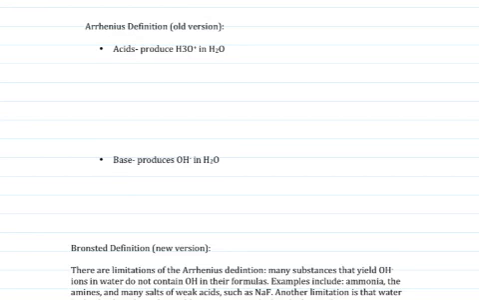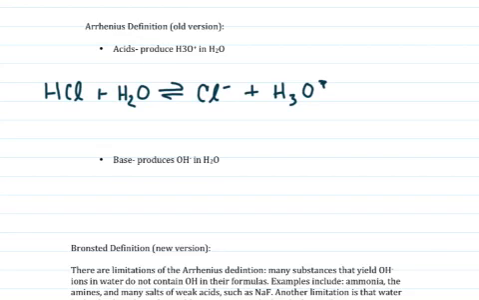Now let's look at the older definition, Arrhenius' definition of an acid and a base. Acids are substances that produce hydronium in water. So for an example, we have hydrochloric acid with water forming chloride ion and hydronium. The hydrogen comes off of the hydrochloric acid and forms hydronium by adding the hydrogen to the water. So that means hydrochloric acid is your acid while your water is your base.